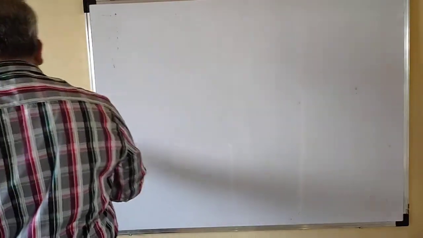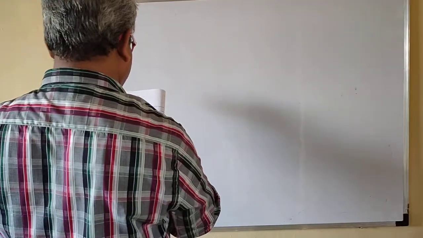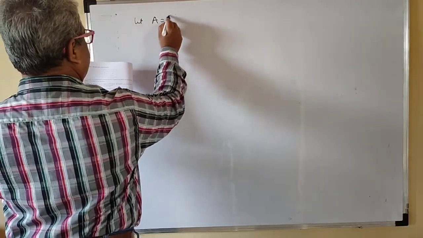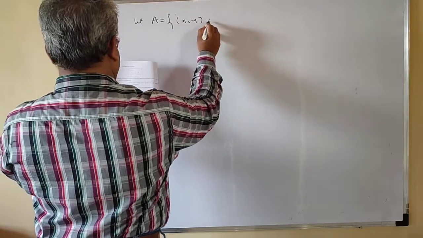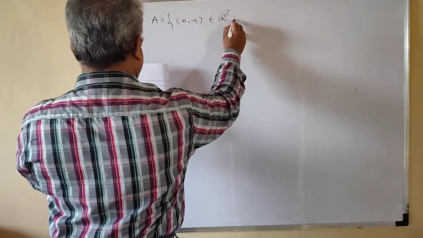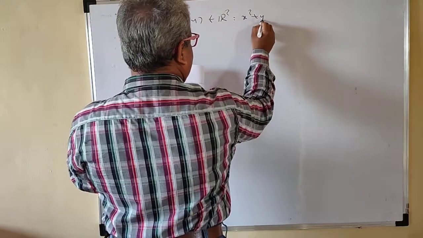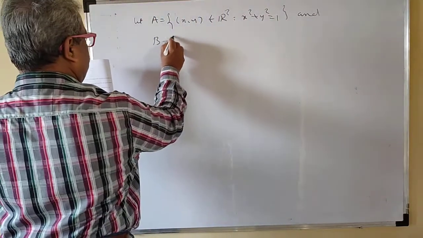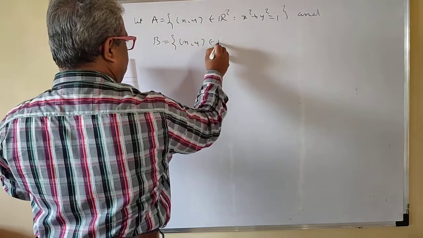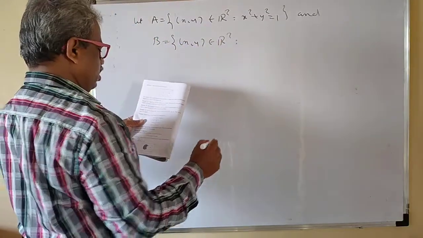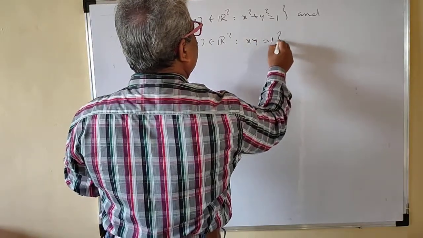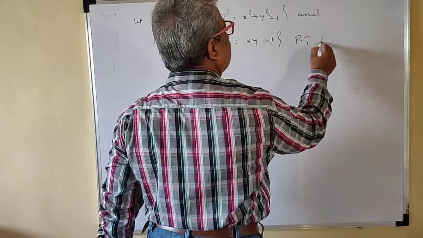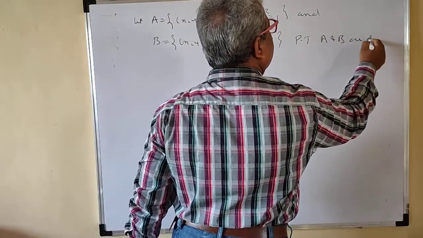Okay, so we take the next problem. Let A be the set of all (x, y) belonging to R2 such that x square plus y square is equal to 1, and B is the set of all (x, y) belonging to R2 such that xy is equal to 1. Prove that A and B are disjoint.